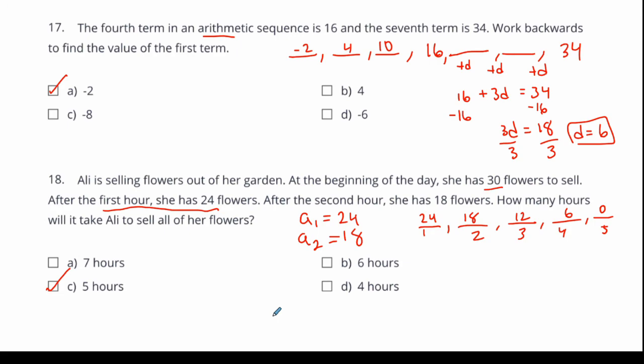And that's it. That's the review. So for your test, expect something very similar to this, maybe a word problem or two added onto it. But yeah, that's it.